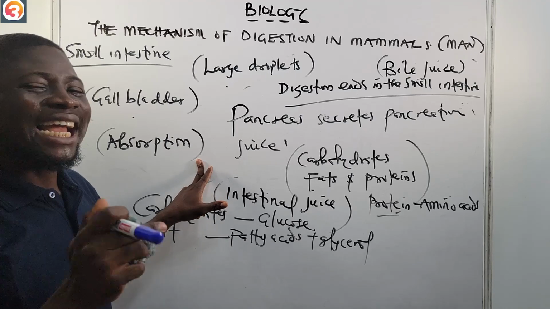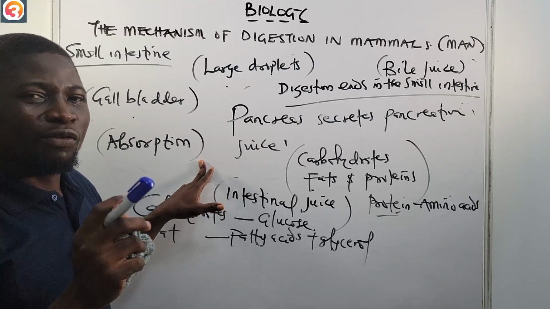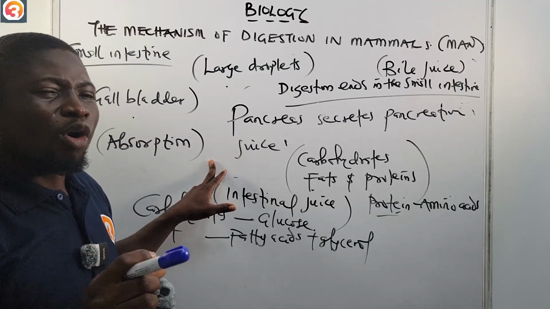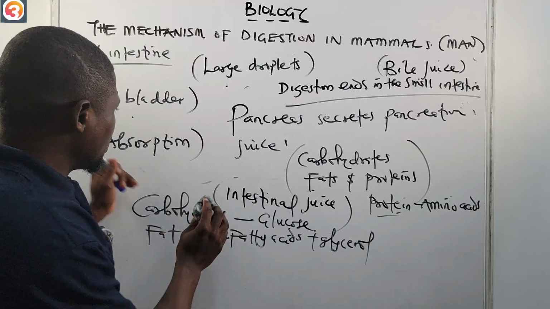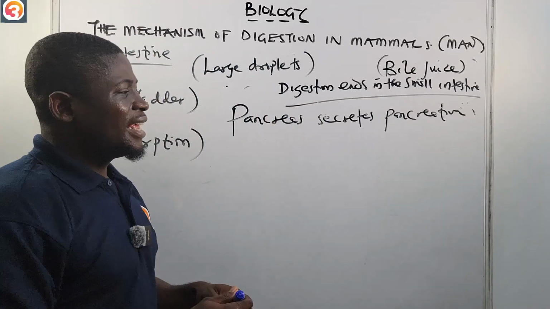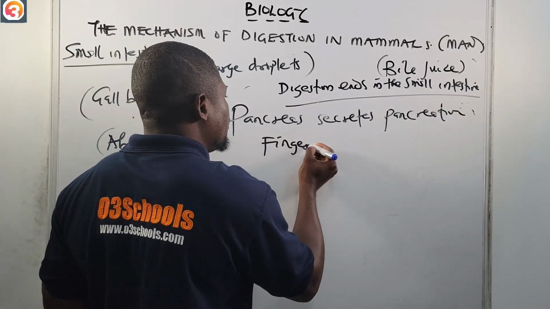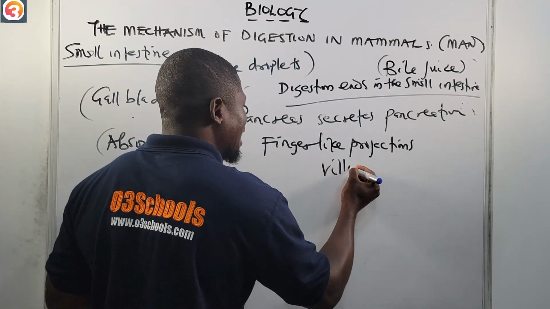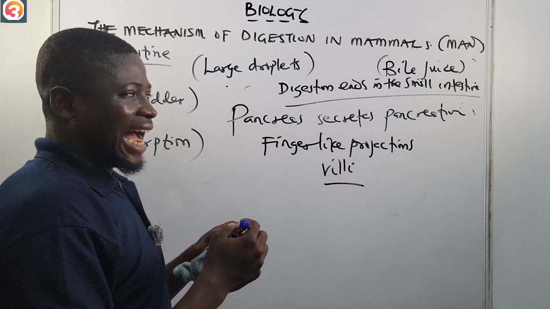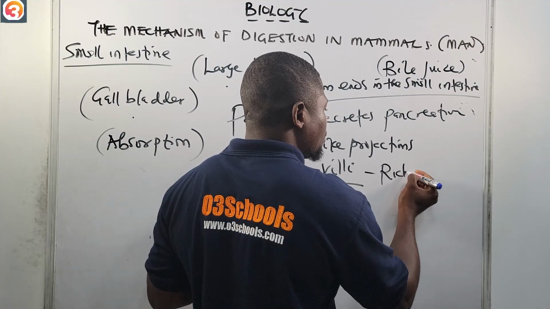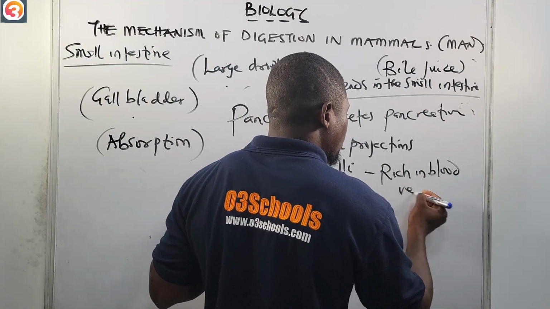Also, the inner lining of the small intestine is rich in blood vessels, and it is made up of finger-like projections, known as the villi, V-I-L-L-I. And these villi are very rich in blood vessels.